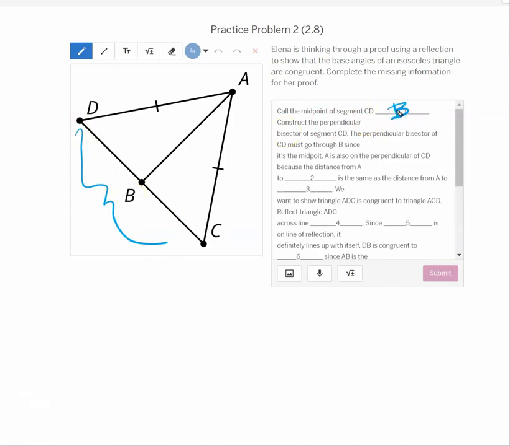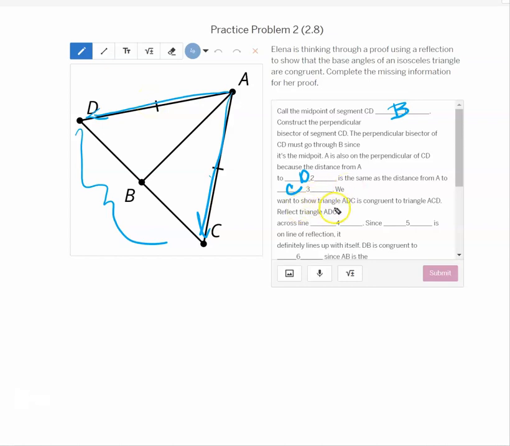It's just written there for us. We're just putting it in. Construct the perpendicular bisector of segment CD. The perpendicular bisector of CD must go through B since it is the midpoint. So we can see that it does. A is also on the perpendicular bisector of CD because the distance from A to blank is the same as the distance from A to blank. So we know that the distance from A to D is the same as the distance from A to C because it tells us that those two are congruent.